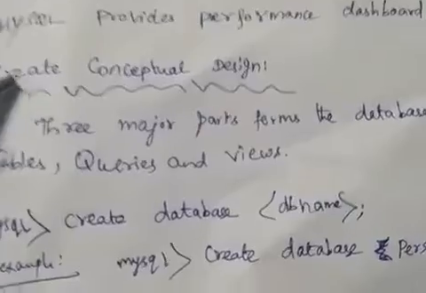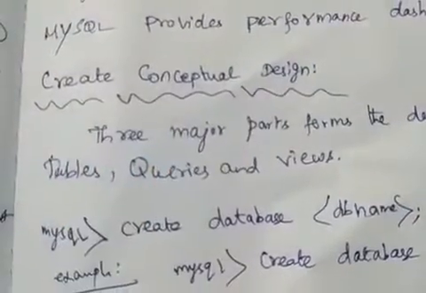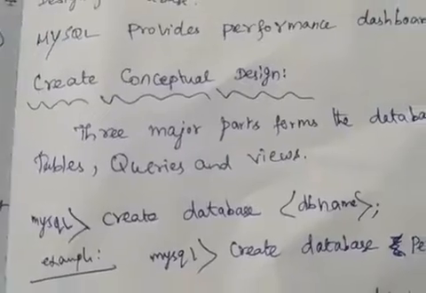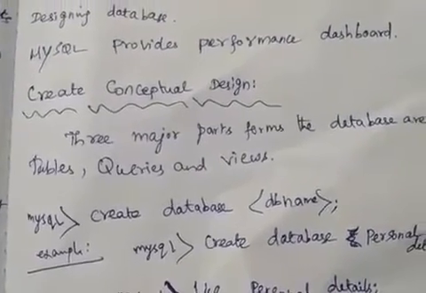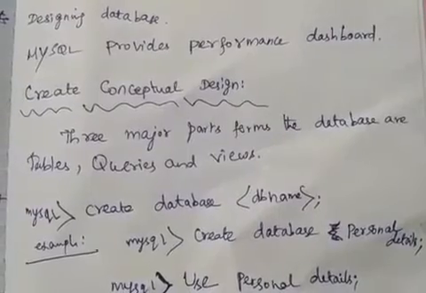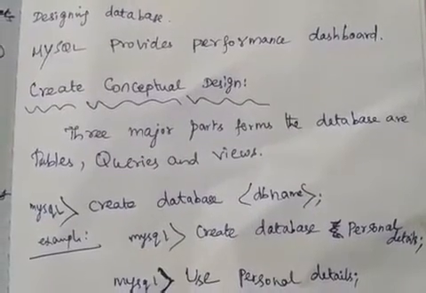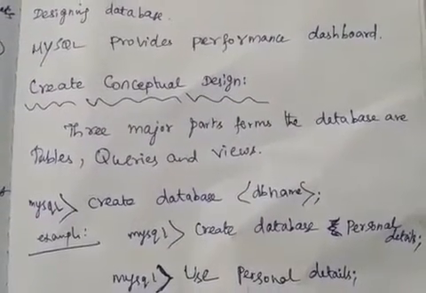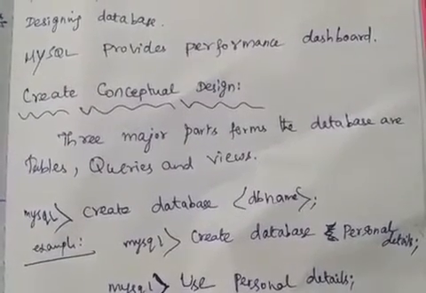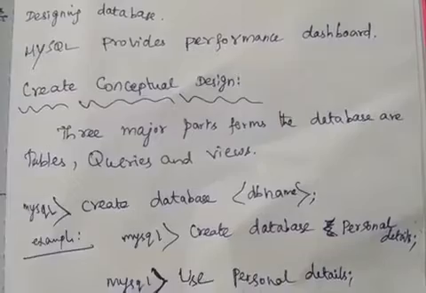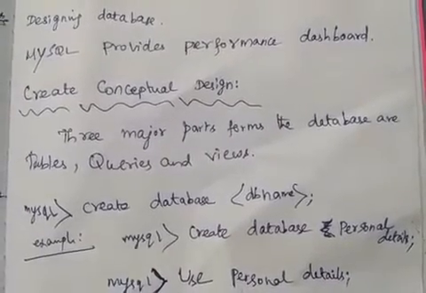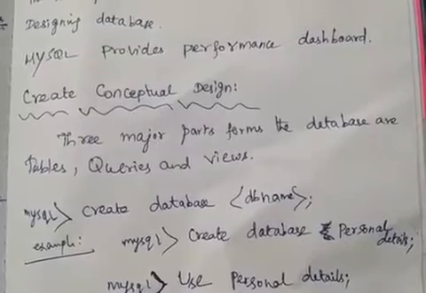Next heading is create conceptual design. So before entering into the databases, we must design our database. Suppose we are creating an app. Before creating an app, we must discuss how to create the app. So what are the details we are in need of? Based on the requirement of the app, we must design the databases. And according to the details of the databases only, the application can become efficient for the user.